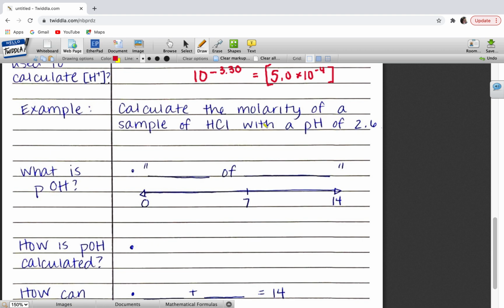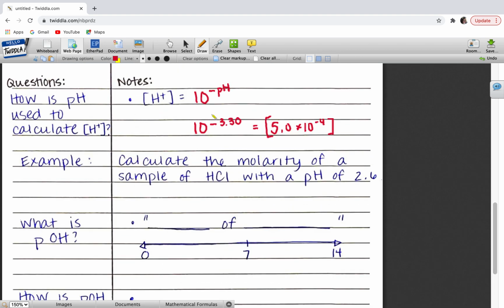All right, so again, here's another example. Calculate the molarity of a sample of hydrochloric acid with a pH of 2.6. So again, if the pH is known, then we're going to plug that into this formula right here, and I'm going to do base 10. So I'm going to hit second log and bring up that base 10, negative 2.6. And so if I do that, second log brings up base 10, negative 2.6. Then I get an answer of 0.002511, and so on.